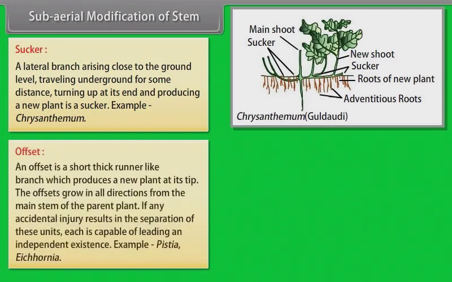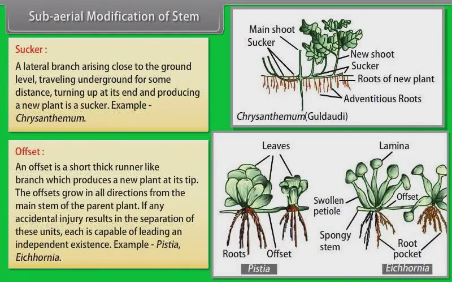Offset. An offset is a short, thick, runner-like branch which produces a new plant at its tip. The offsets grow in all directions from the main stem of the parent plant. If any accidental injury results in the separation of these units, each is capable of leading an independent existence. Example: Pistia, Eichhornia.